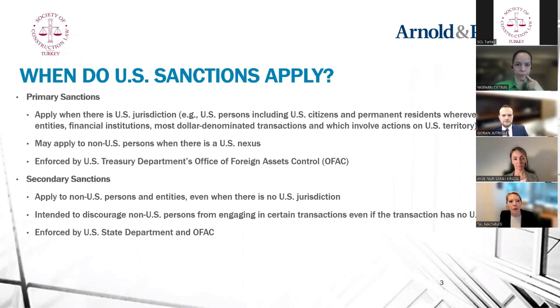Primary sanctions are primarily handled by the US Treasury Department, the Office of Foreign Assets Control, or OFAC. And then, as I mentioned, there's another type of sanctions where jurisdiction is a little bit different. That's secondary sanctions. The United States can enforce its secondary sanctions laws even when there's no connection to the United States at all. So these are extraterritorial sanctions that are designed to discourage non-US persons from engaging in certain transactions, even if the transaction has no connection to the United States at all. Secondary sanctions are enforced by OFAC as well as the United States State Department.